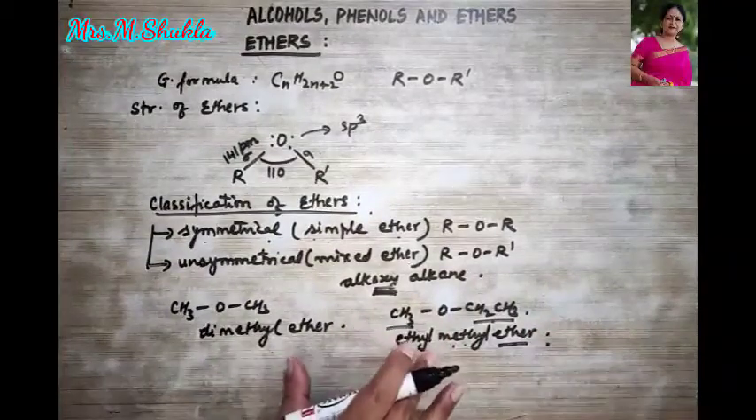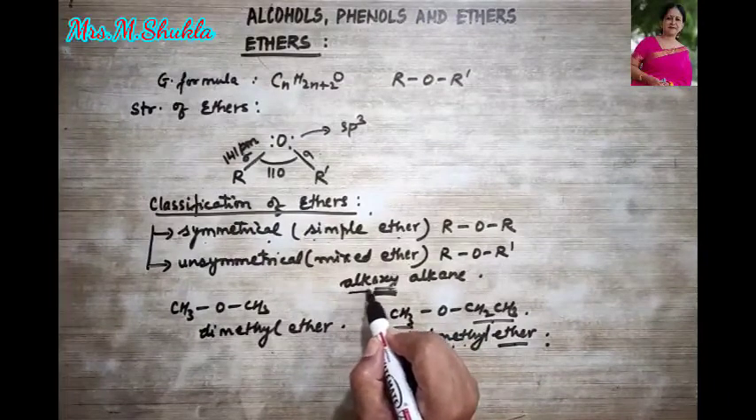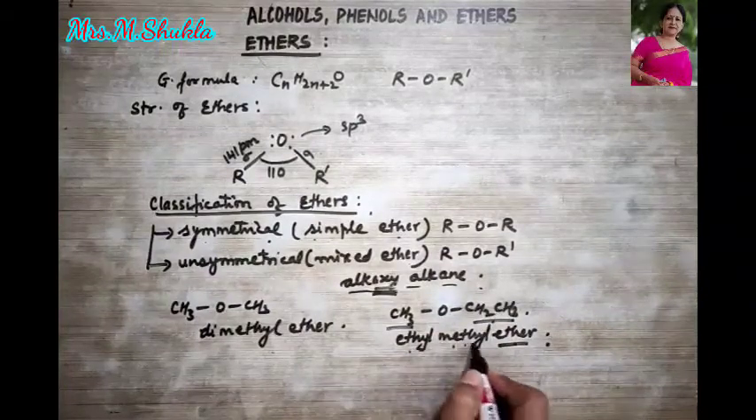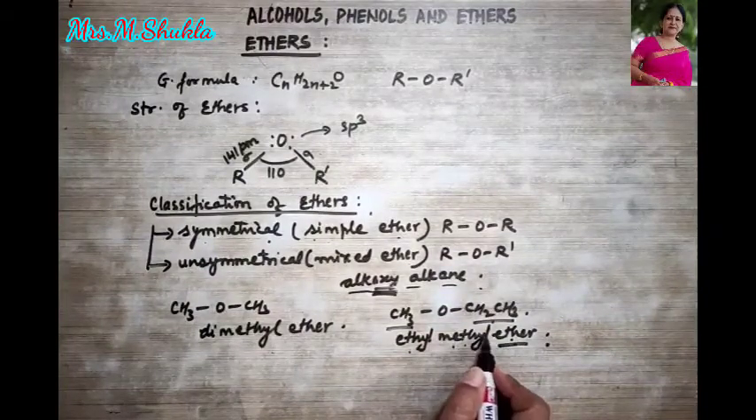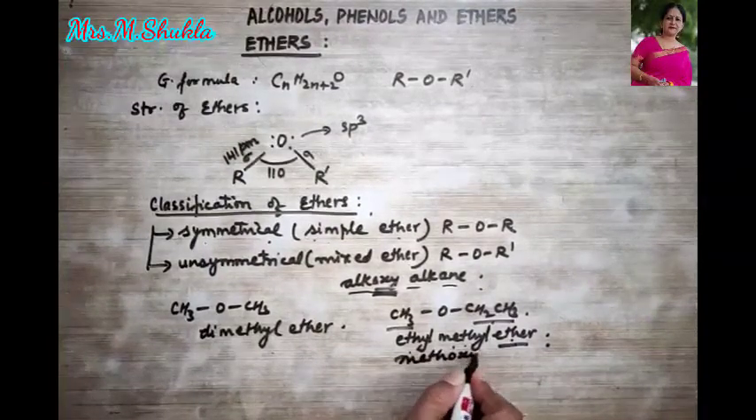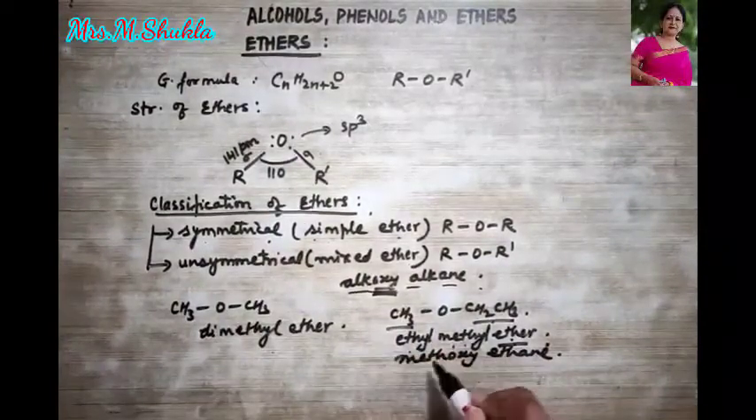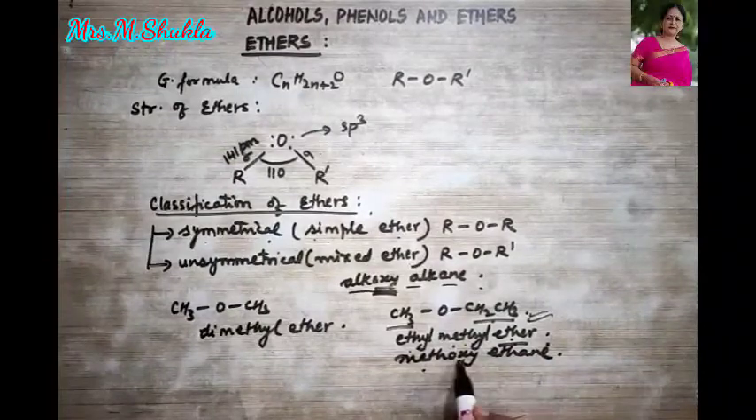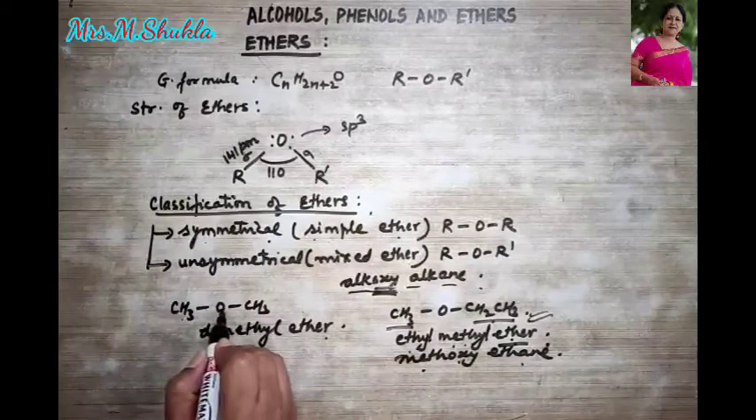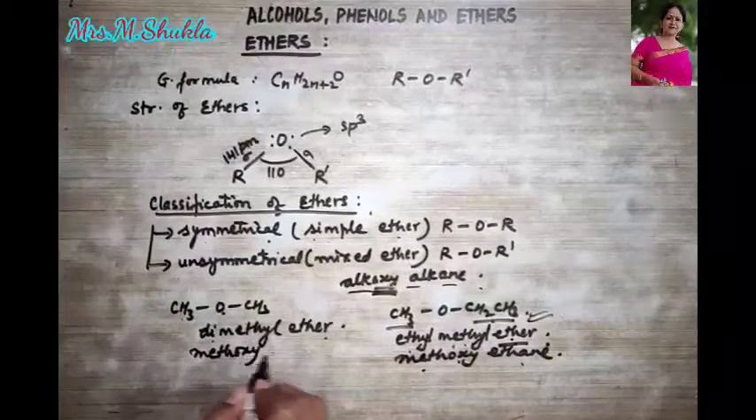Now let's talk about the IUPAC name. What did I tell you in IUPAC name? We have to use alkoxyalkane, right? So for this ethyl methyl ether, what will be the IUPAC name? It will be methoxyethane. The IUPAC name of this ethyl methyl ether will be what? Methoxyethane. And that for dimethyl ether, that is CH3OCH3, it will be methoxymethane.